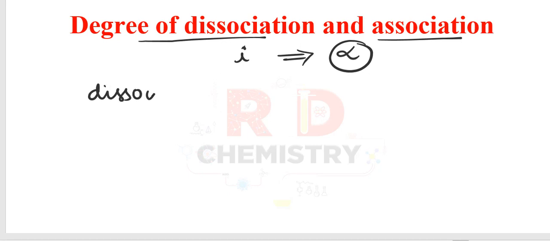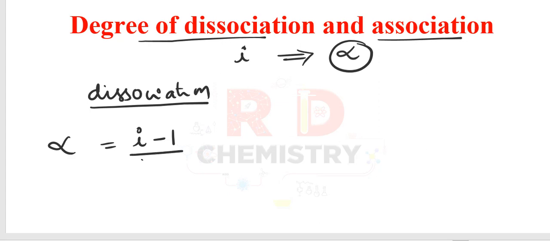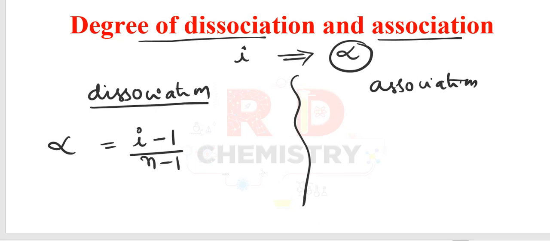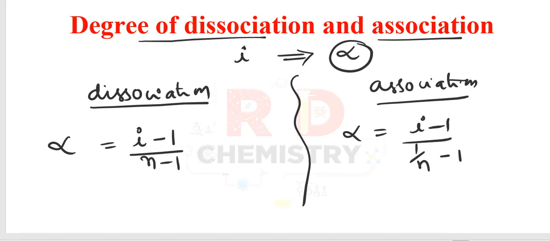For dissociation, we remember the formula. I'm not going to derive it here. So, alpha, the degree of dissociation, is equal to Van't Hoff factor i minus 1 divided by n minus 1. And for association, a similar formula: alpha is equal to i minus 1 divided by 1 by n minus 1. Okay, alpha is the degree of dissociation or association. i is nothing but the Van't Hoff factor.